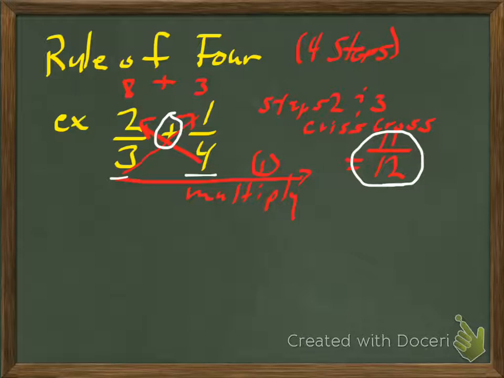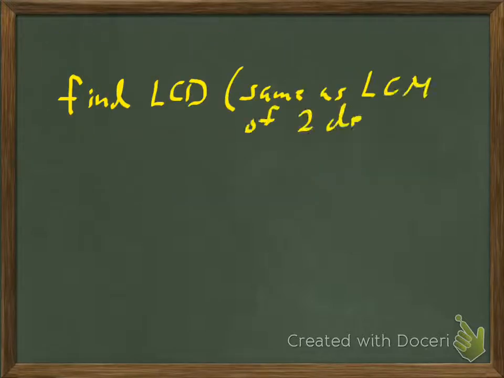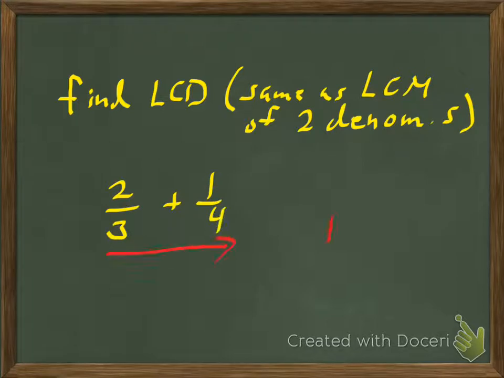So let's go to the other way to do it. The other way is to find the LCD, the lowest common denominator, and that is nothing more than the LCM of the 2 denominators. It means the same thing. That's why we just did LCMs last chapter, and now we're going to do LCD this chapter. In this case, we've already talked about this. The only number that both 3 and 4 go into, if you try to do a division ladder, nothing goes into them.